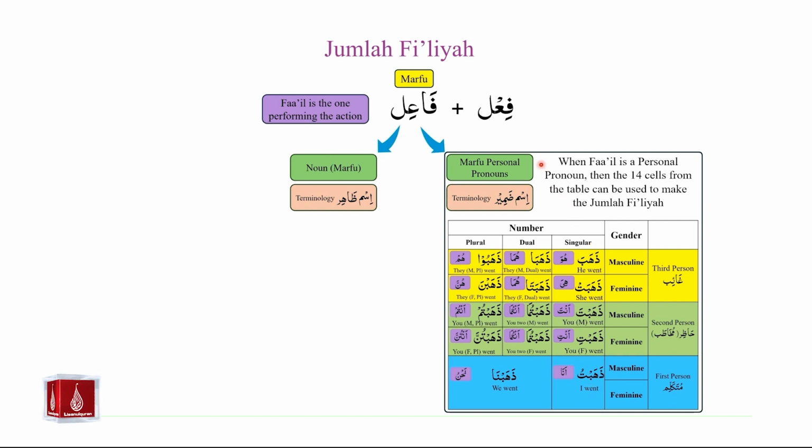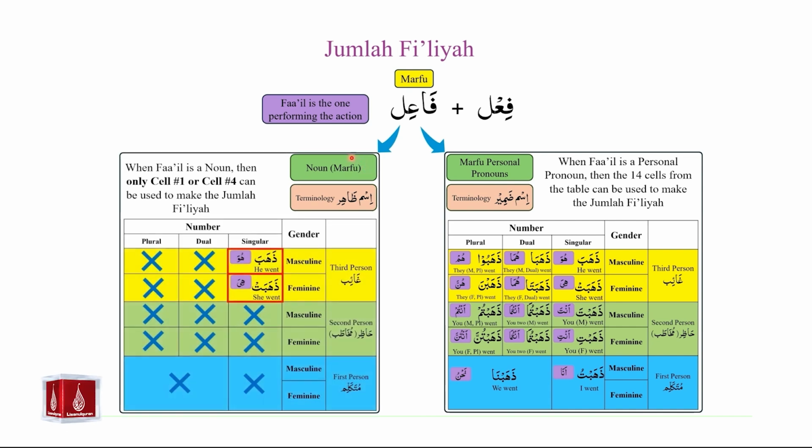So to summarize, when fa'il is a personal pronoun, then the 14 cells from the Jumla Fi'liya table can be used to make our Jumla Fi'liya. There are 14 different marfu personal pronouns and we have 14 different options to pick from if we want to make our Jumla Fi'liya. But what is the case if the fa'il is a marfu noun? This is different as we do not have a fixed number of marfu nouns. We know that in the case of pronouns, we have a total of 14 different options. But that number cannot be defined for marfu nouns, so we need to have a rule.